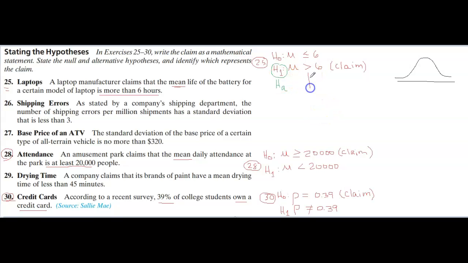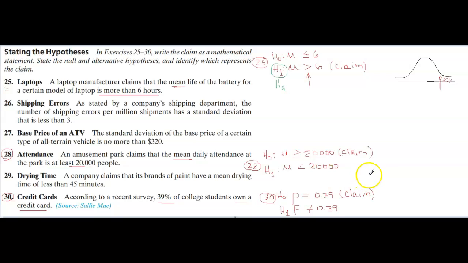And just look at the symbol here, the inequality symbol that was used in that claim. Here I have a greater than, that means I'm shading the right tail. So I'm just going to put a mark, and I'm going to shade that little part of the graph, the tail, the right tail of the graph. That's it. That's all you have to do.